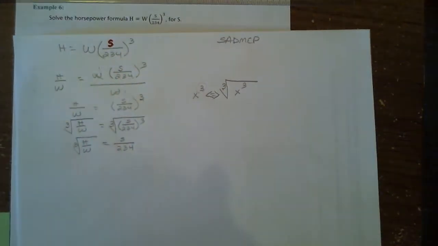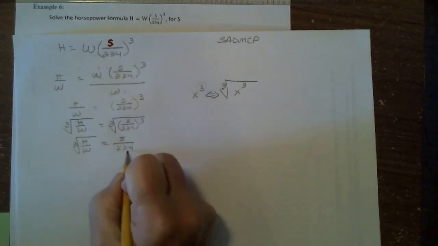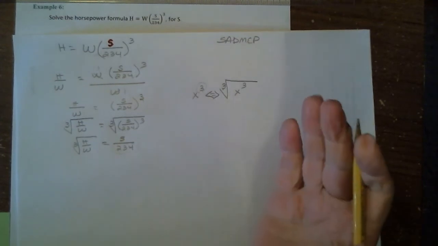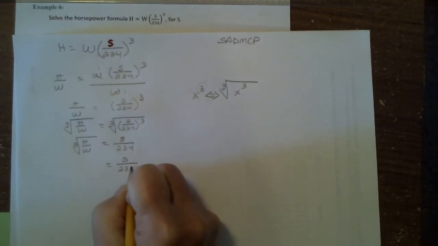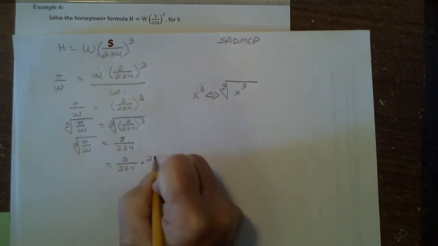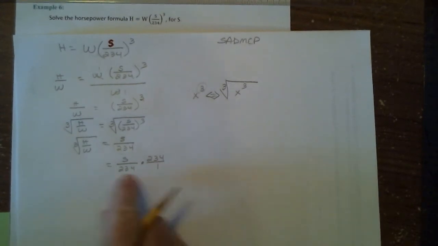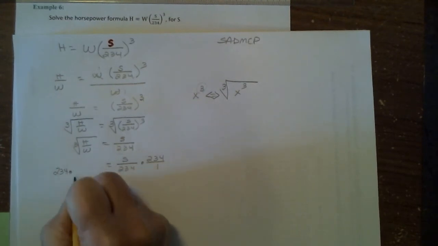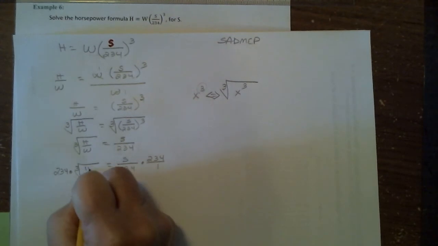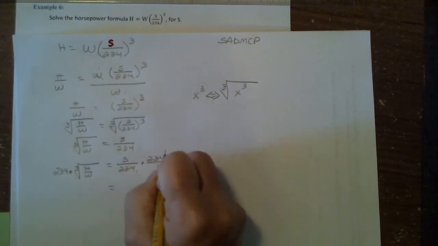Enjoy the ride. Okay, so what am I after? I'm after S. I'm almost there. The only thing that's in the way is this guy right here. And what's he doing with the S? Well, he's dividing. What's the opposite of division? Multiplication. So I have S over 234 times 234. And I'm going to make it look like a fraction because he's a fraction. And what I do to this side, I have to do to the other. So I got 234 times cube root H over W. These guys reduce down, leaving me with just S.